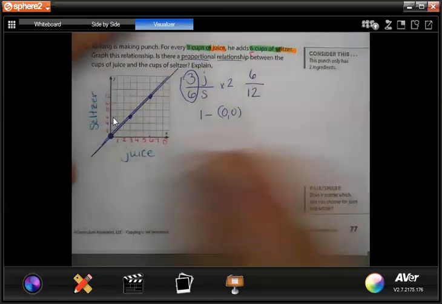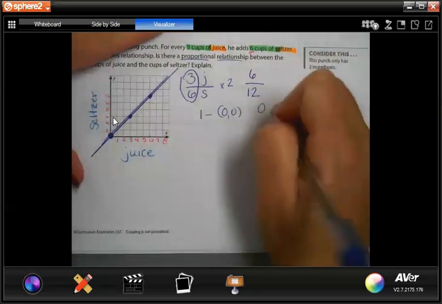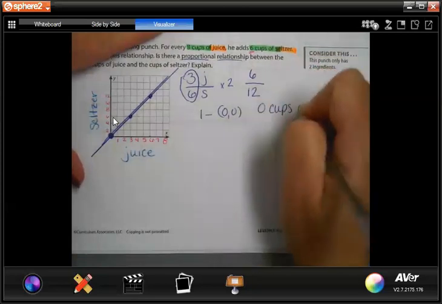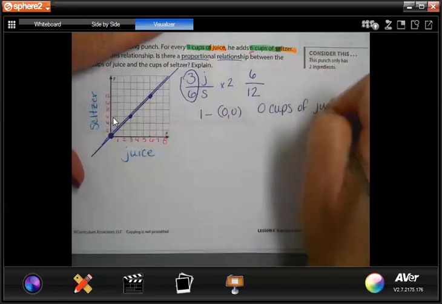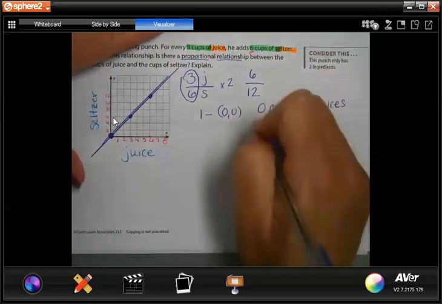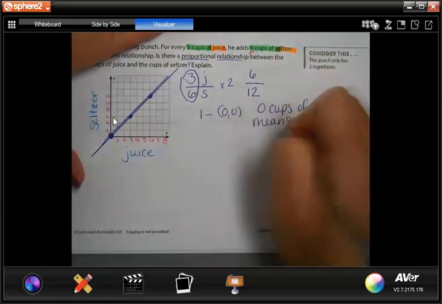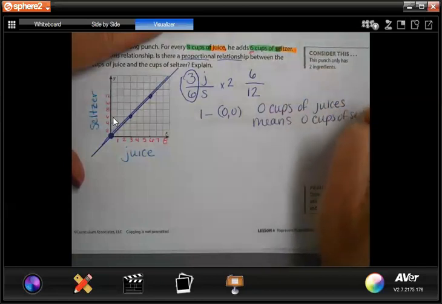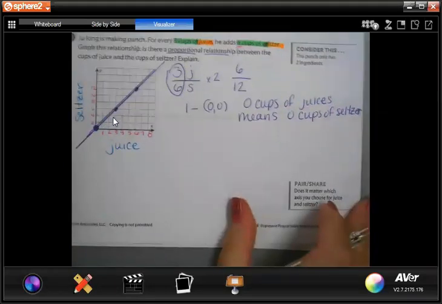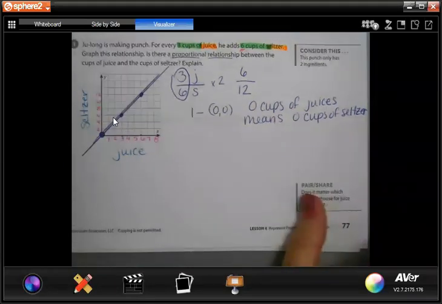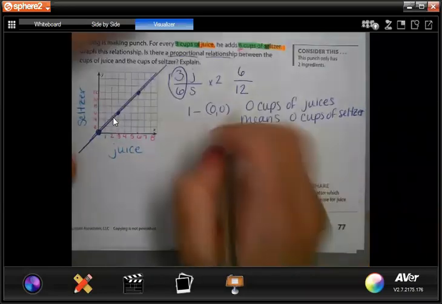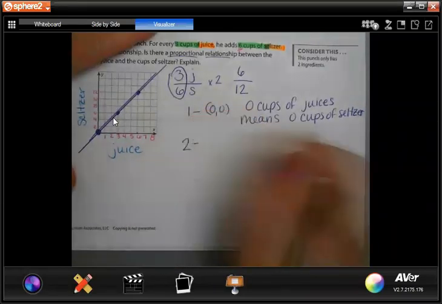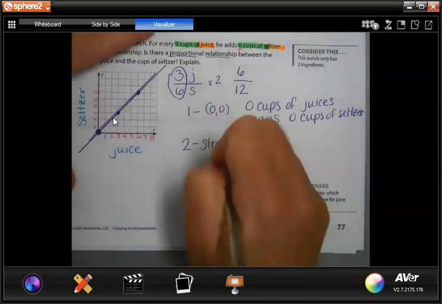So 0, 0 means 0 cups of juice, we need 0 cups of seltzer. Okay, all right. So if we don't have any juice, we don't need any seltzer, right? Now, the second thing that we have to prove: is it a straight line?